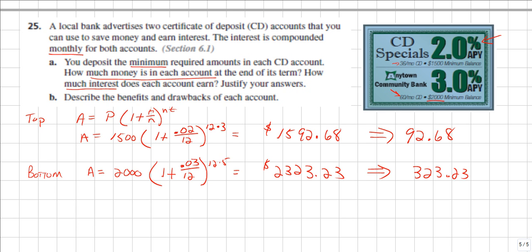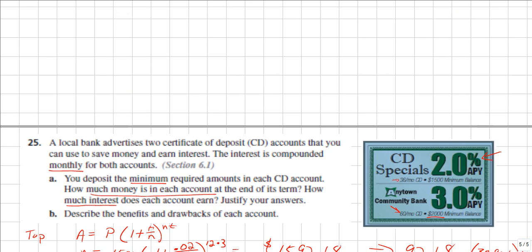So on the first one, you're making about $30.90 per year. On the other one, you're making $64.65 per year, it looks like. And that looks like those are all the problems.